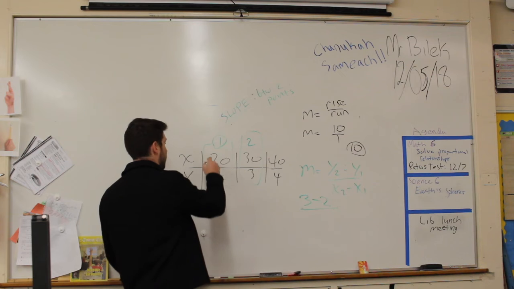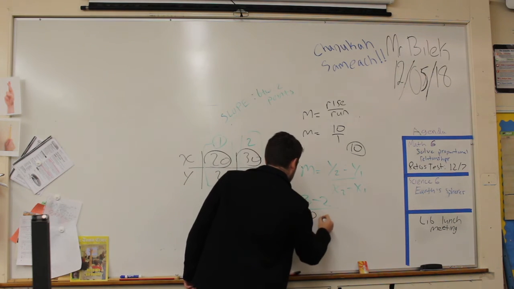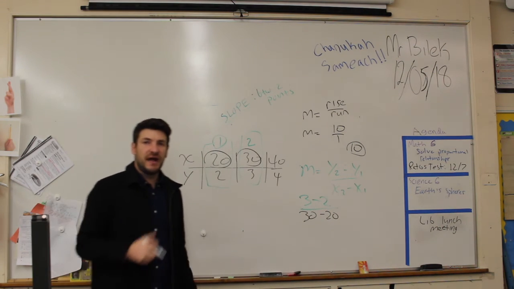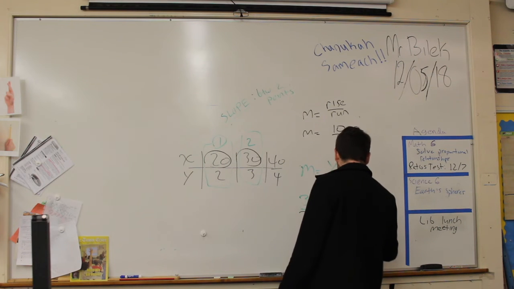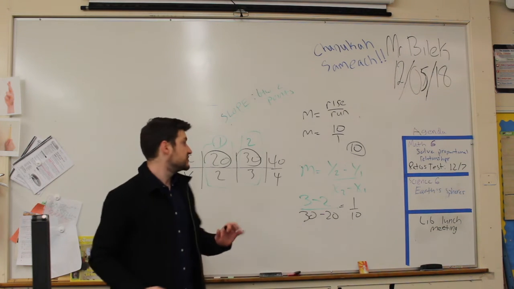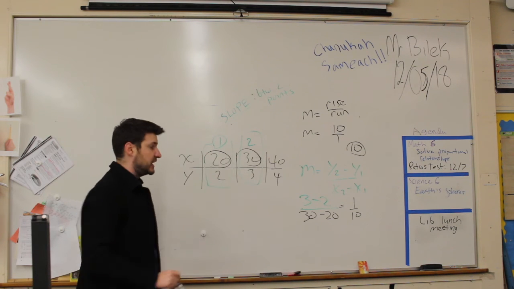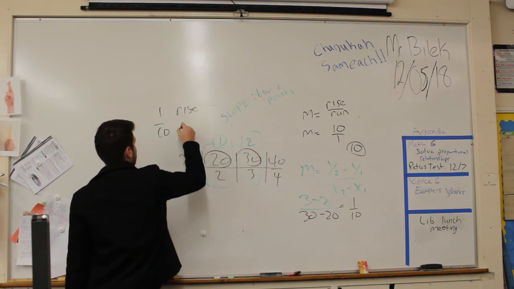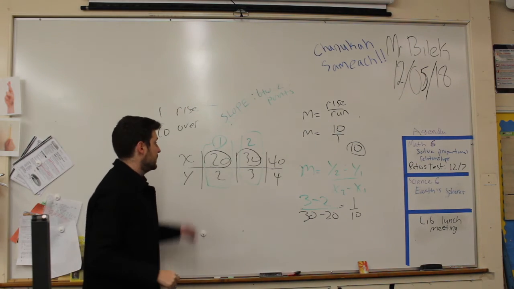Over, here we have our first x, our second x. 30 minus 20. When we simplify this down, we're going to end up with 1 over 10. But remember, it's rise over run. So if we were to graph this relationship, every time we go up 1, we would go over 10. Rise over run.